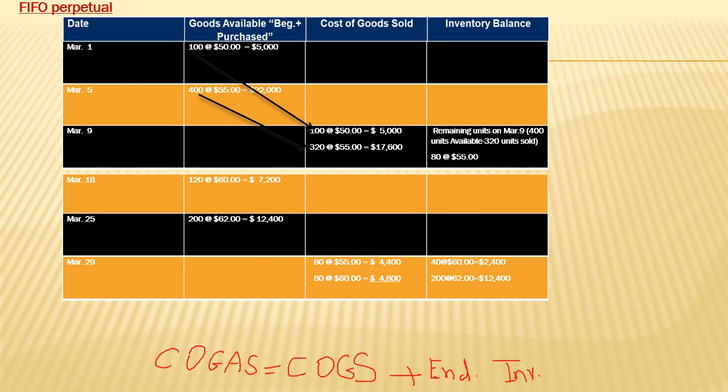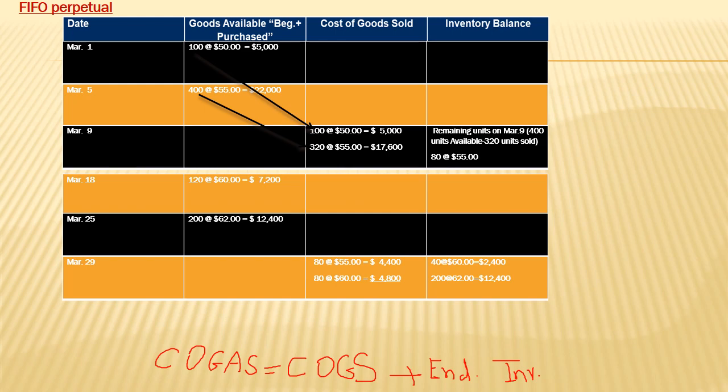From where do I take the cost of these 160 units? As long as I'm following FIFO, first in, first out, I'll start by taking the 80 units that were remaining here on March 9. So 80 times $55 per unit. However, I sold 160, so I need to complete them to 160. So there are 80 remaining units that I'm going to take from March 18th at a cost of $60.